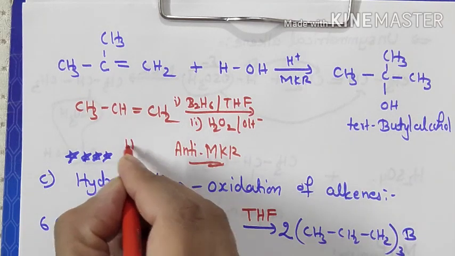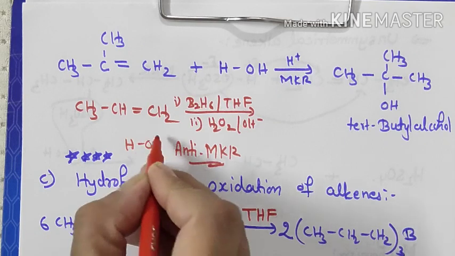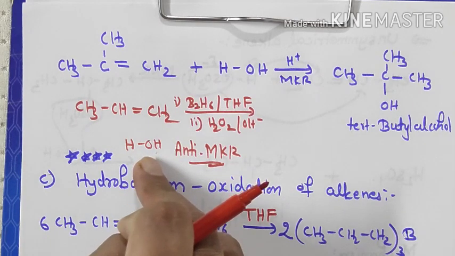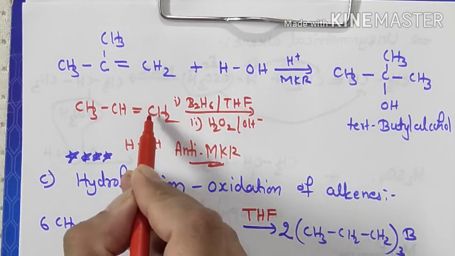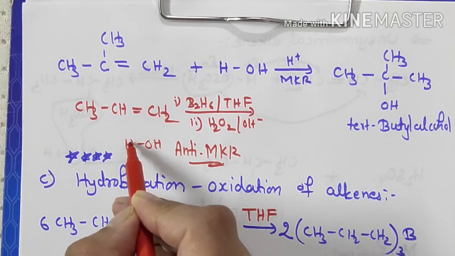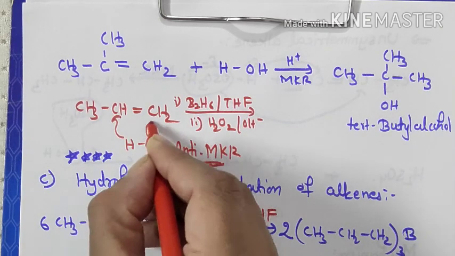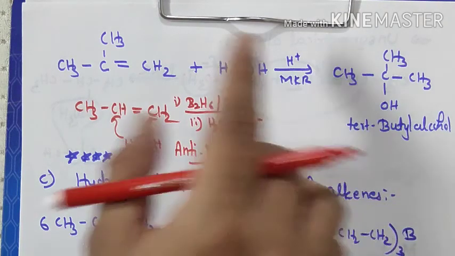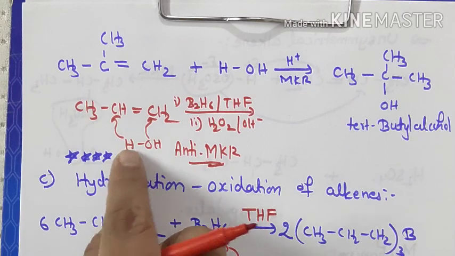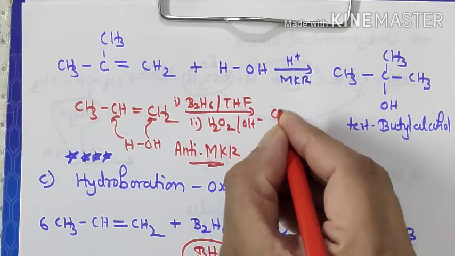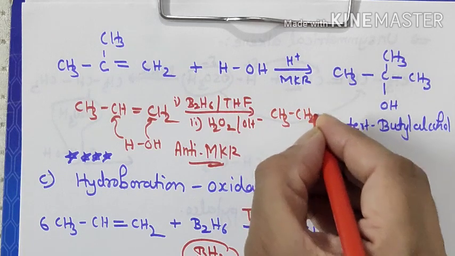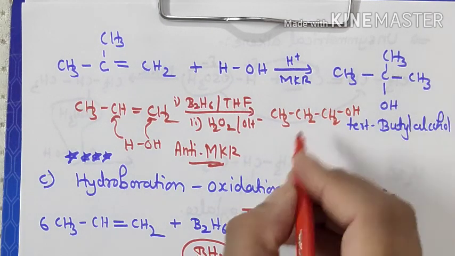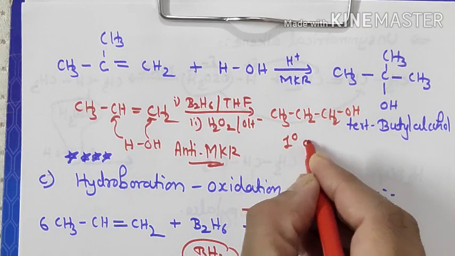So if I'm going to add water by the anti-Markovnikov rule, this OH minus is going to attack the carbon which has more hydrogen, right? So which carbon has more hydrogen? Obviously this carbon. So this OH is going to attack here, and obviously this H is going to attack there. See, this is a shortcut. This will directly fetch your answer, right? But you should understand how the reaction is actually taking place. What is the function of B2H6? What is the function of THF? You have to understand all this. Okay, so this H comes over here, this OH comes over here. The final product will be CH3 CH2 CH2OH. That is the final answer. That means I get 1 degree alcohol.